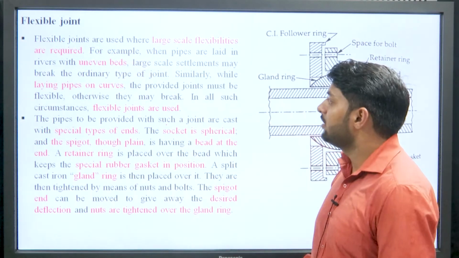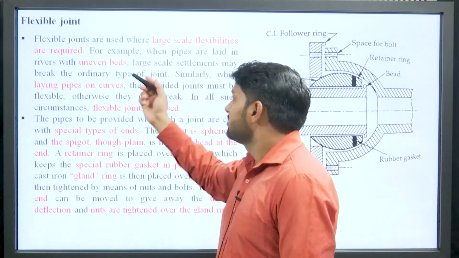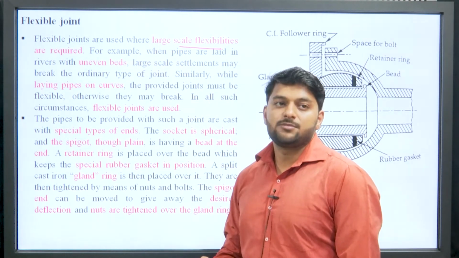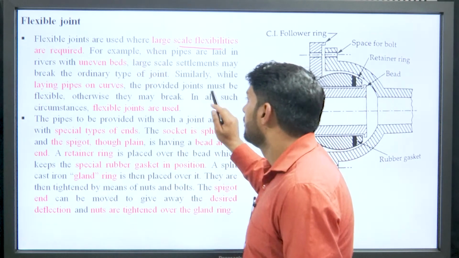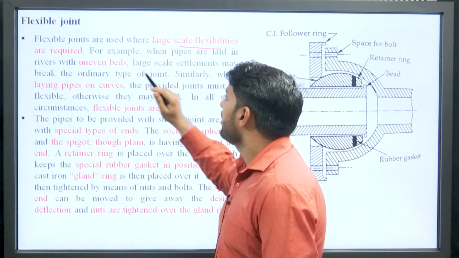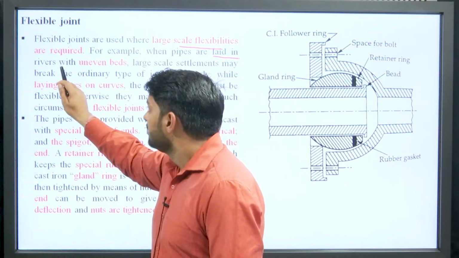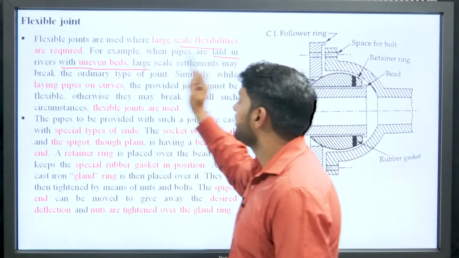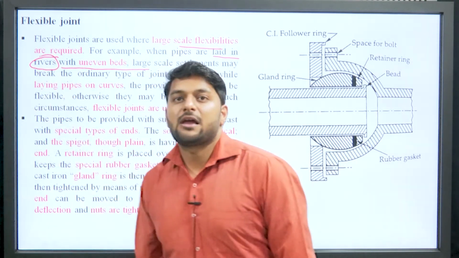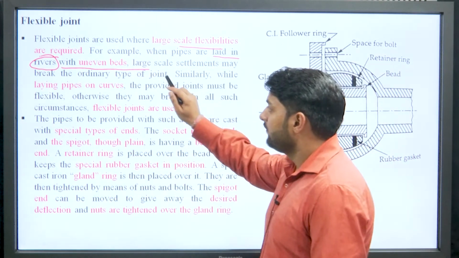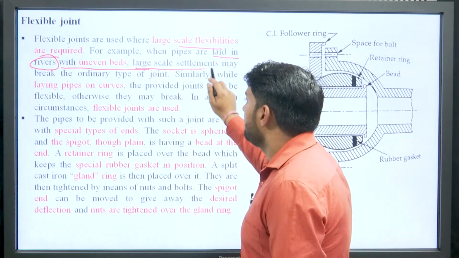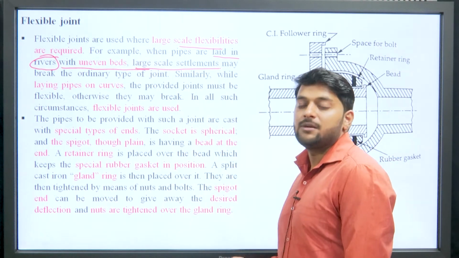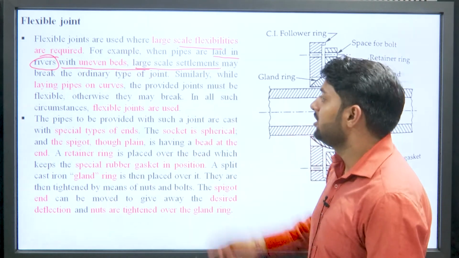Coming to the next joint, that is the flexible joint. By the name it is clear that this joint is going to offer flexibility. So, at the point where there is a requirement of flexibility at large scale, we are going to use this joint. It is required in areas with uneven beds, and these uneven beds can be easily seen when the pipe is going to pass through a river, or at a point where there is a possibility of settlement at large scale. If there is a possibility of settlement at large scale, then the pipe is going to break. So, this can be avoided by using this type of joint.